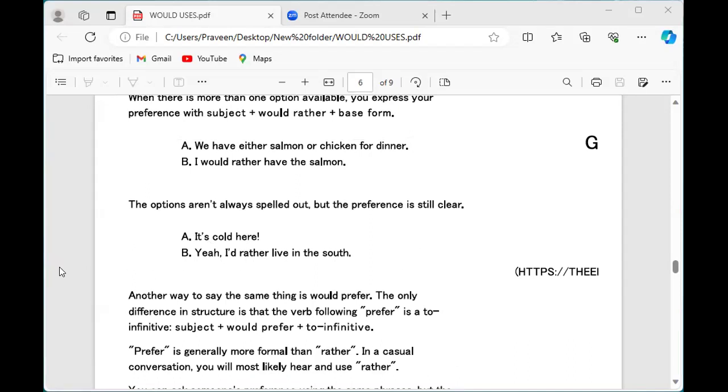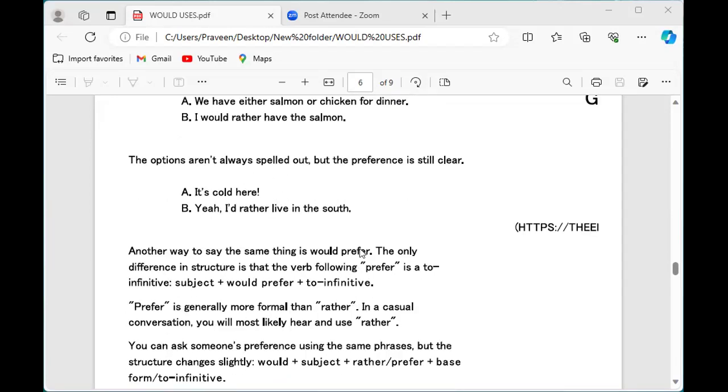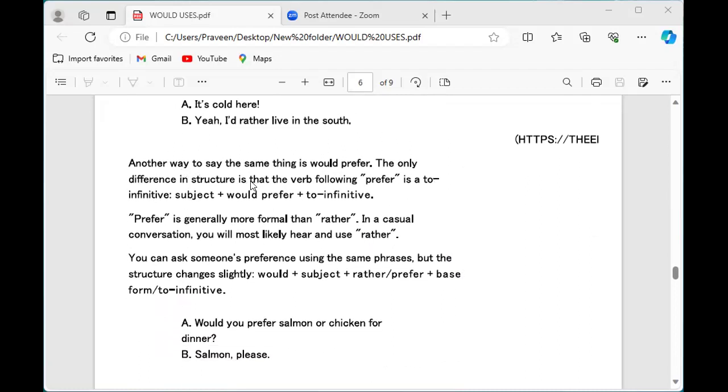We also use would when we prefer to do something. Here they are given two options. Which one for dinner? In both cases, this person would like to have this one. Another way to say the same thing is would prefer.